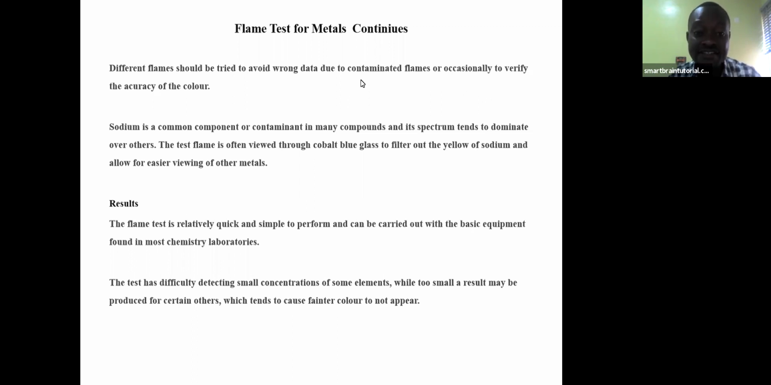So to test, the test flame is often viewed through cobalt blue glass to filter out the yellow of sodium and allow for easier viewing of other metals.